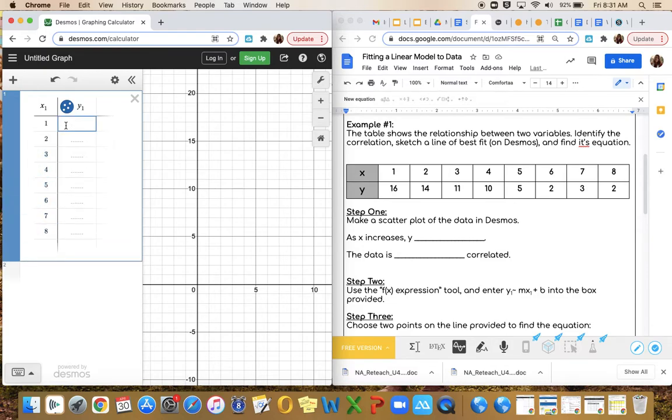Then we're going to put in our y values: 16, 14, 11, 10, 5, 2, 3, 2.